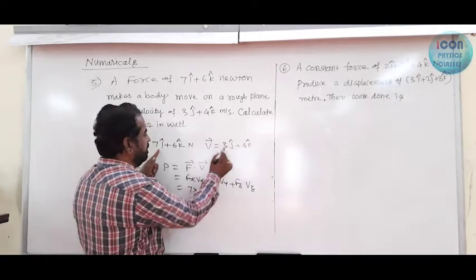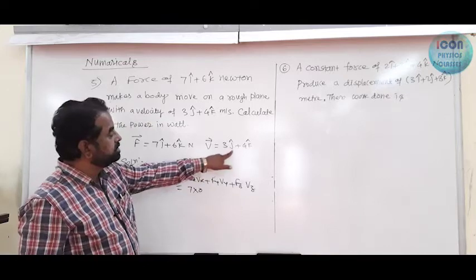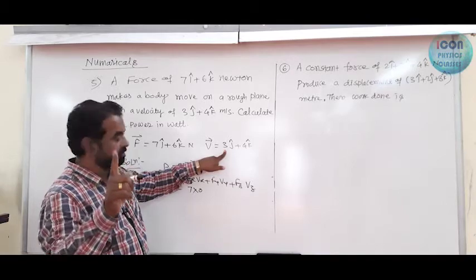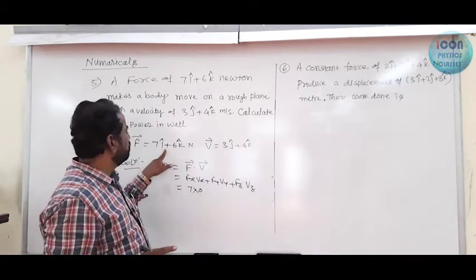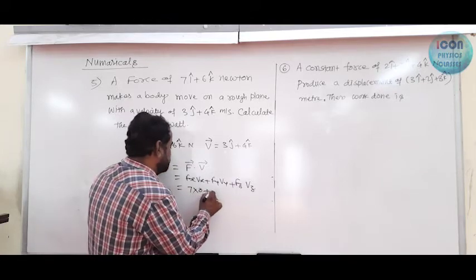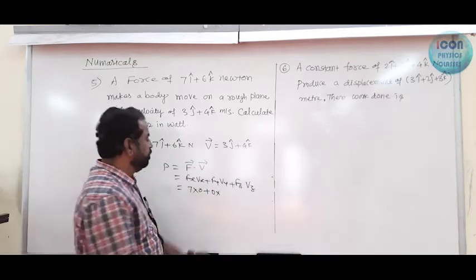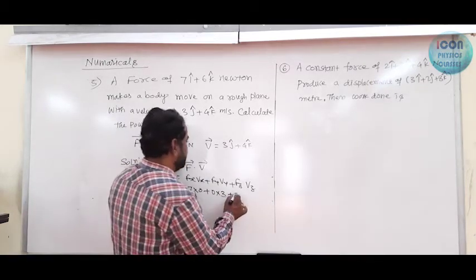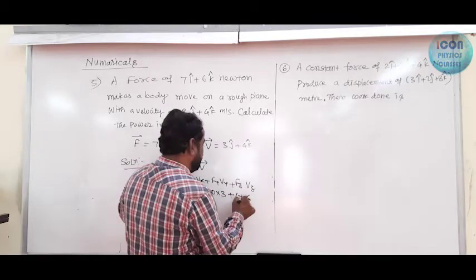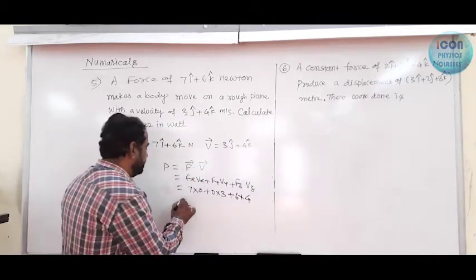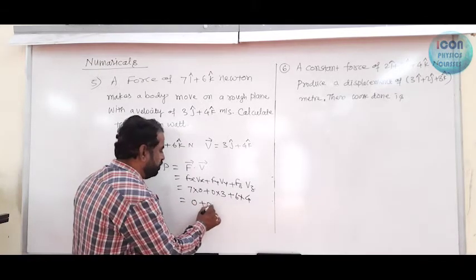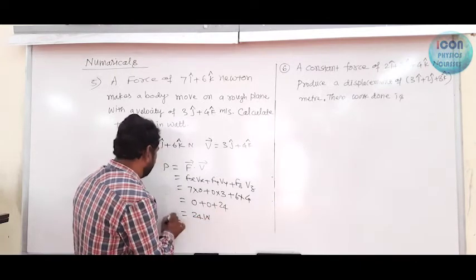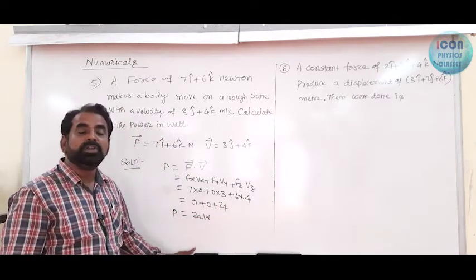What is here? 7. Here 0. Why? This is the coefficient of j, the i coefficient is not given, so remember this is 0, and here the j coefficient is not given, plus 0 into, here the coefficient of j is 3, plus, what is the k coefficient? 6, here the k coefficient is 4, and that is equal to 0 plus 0 plus 24, which is equal to 24 watt. Power is equal to 24 watt.